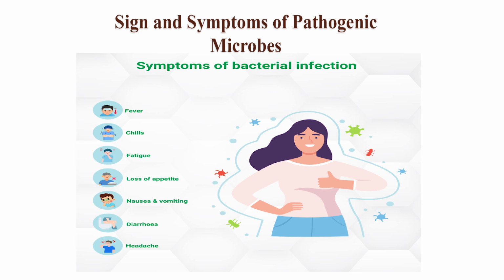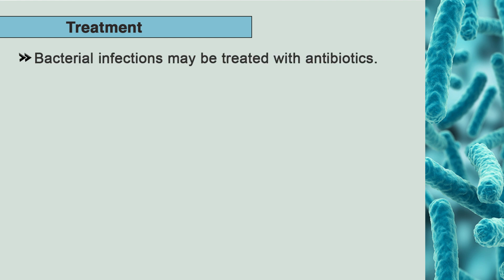Signs and symptoms of pathogenic microbes. Each infectious disease has its own specific signs and symptoms. General signs and symptoms common to a number of infectious diseases include fever, diarrhea, fatigue, muscle aches, coughing, sneezing and respiratory tract symptoms. Treatment. Bacterial infection may be treated with antibiotics.